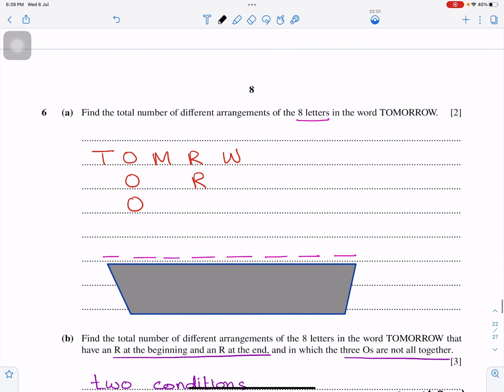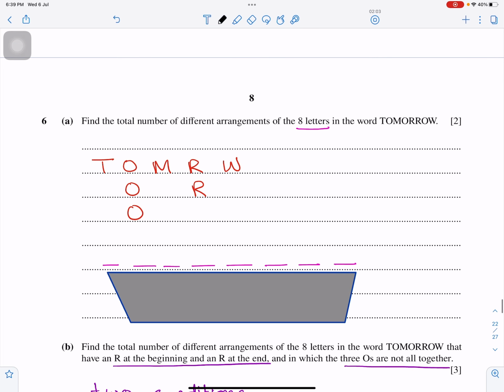Okay, so let's see this question. Find the total number of different arrangements of the 8 letters in the word tomorrow. Whenever there is a word which has repeated letters, I would recommend writing them separately, like I like to write them like this. So at a glance, I know how many letters are repeated how many times.